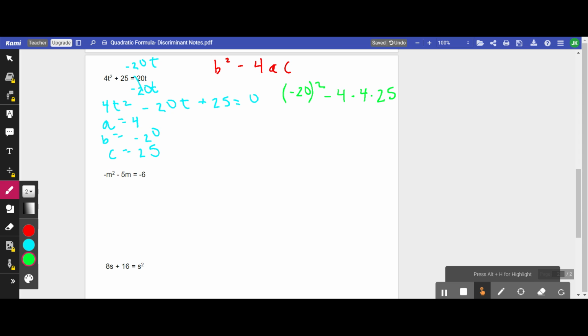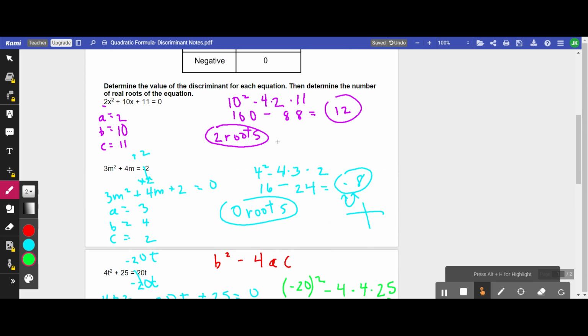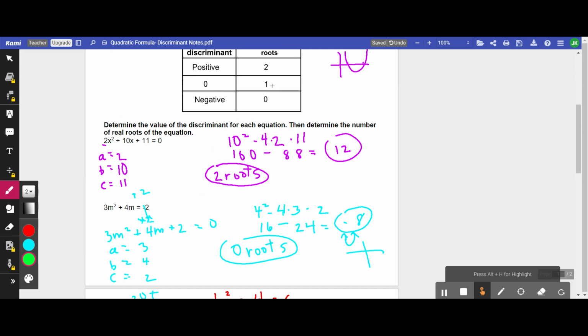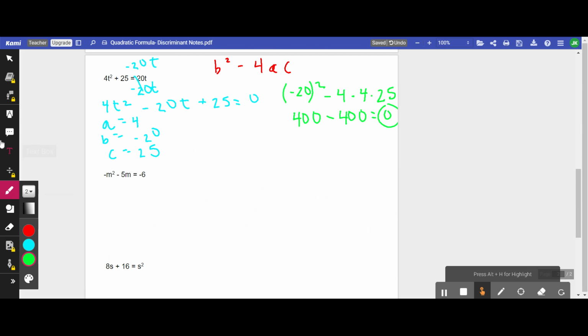And then you can evaluate here. So if you square the negative 20, so negative 20 times negative 20 be positive 400. And then you can multiply these 3 together here. So that'd be 16 times 25. So if you multiply those, you'll get 400 here. So then you can just subtract the 400 minus 400. So then you'll get 0 for your discriminant then. So since you got 0 for your discriminant, if you look here at your table, this means you'll have 1 root then.